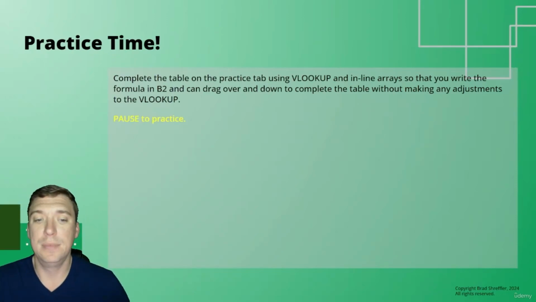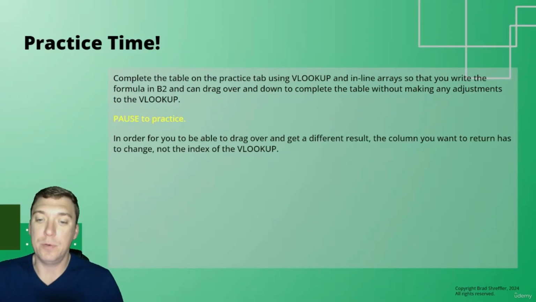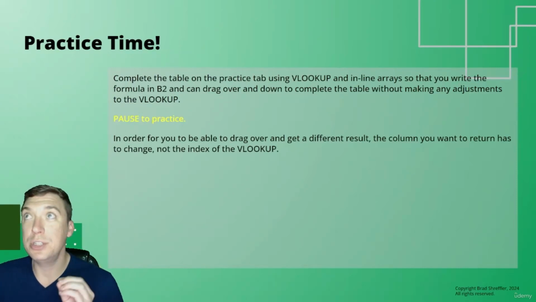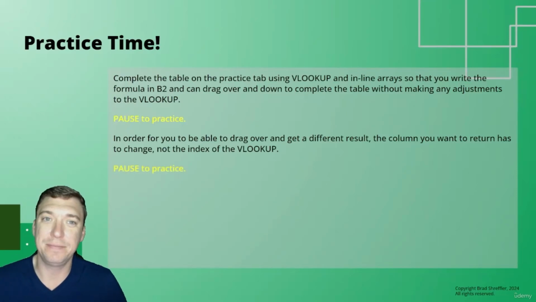Did you get it? All right, let's look at our first clue. In order for you to be able to drag over and get a different result, the column you want to return has to change, not the index of the VLOOKUP. Pause to practice.